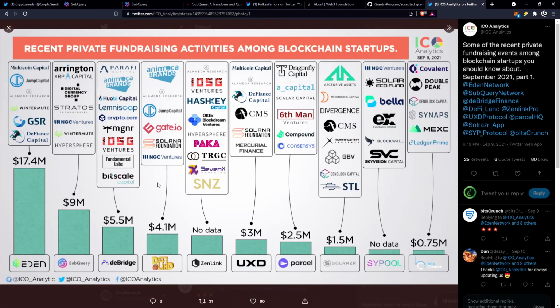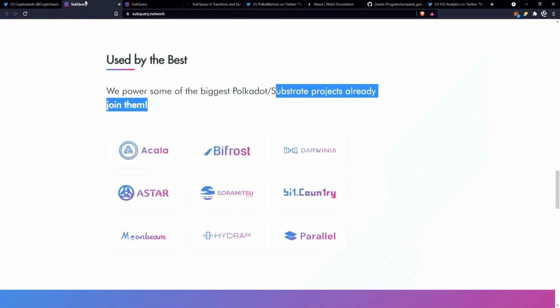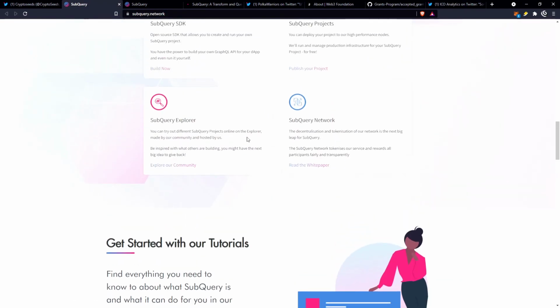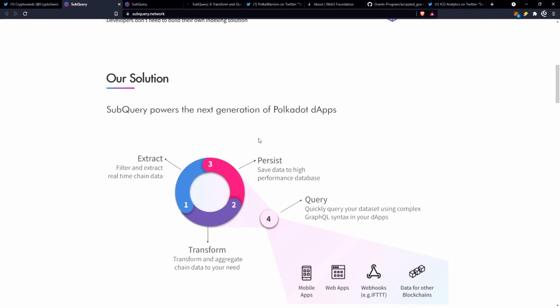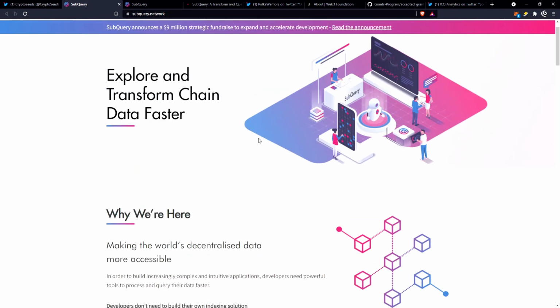And it also got $9 million in private fundraising activities from capitals like Arrington XRP Capital and NGC Ventures. So they got $9 million, which is huge. This is also one of the key things to be noted. But at the same time, the use case is one of the important things. So the main thing is its use case. It is used by most of the projects on the Polkadot ecosystem. So this project has a lot of potential to stay here for the long term, since it is a core infrastructure project for the Polkadot ecosystem. So that's all.